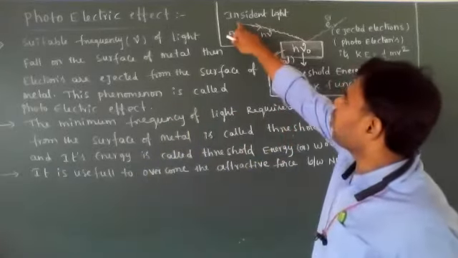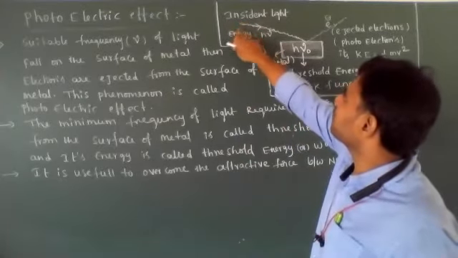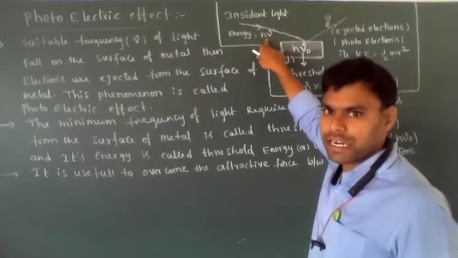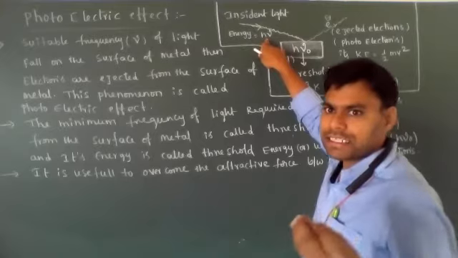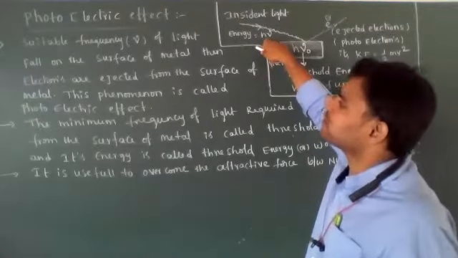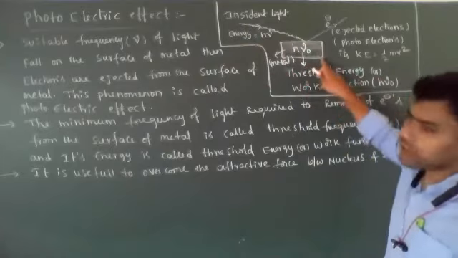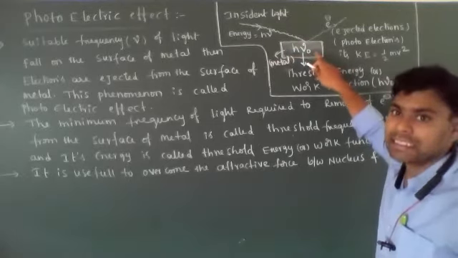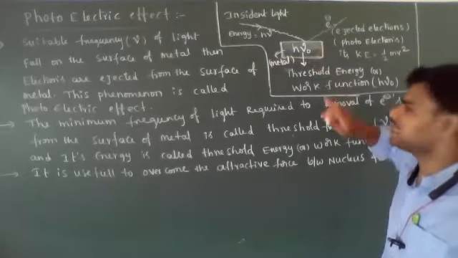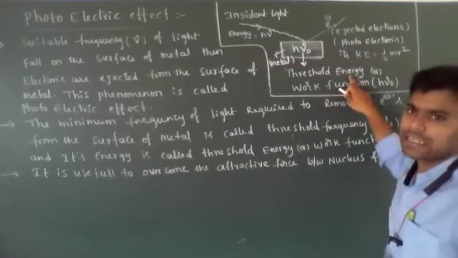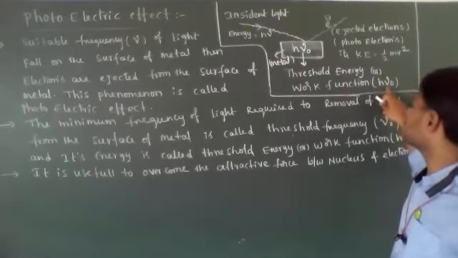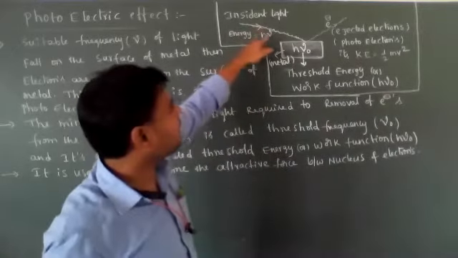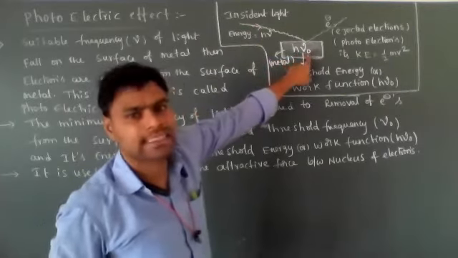Now we are shining some frequency of light, or energy of light. How much energy of light are we using? h nu. So a certain suitable energy or frequency of light falls on the surface of the metal. The metal's energy is equal to h nu. That metal energy is also known as threshold energy, also known as work function. I mention it as h nu naught. Now the incident light energy should be more than this h nu naught.